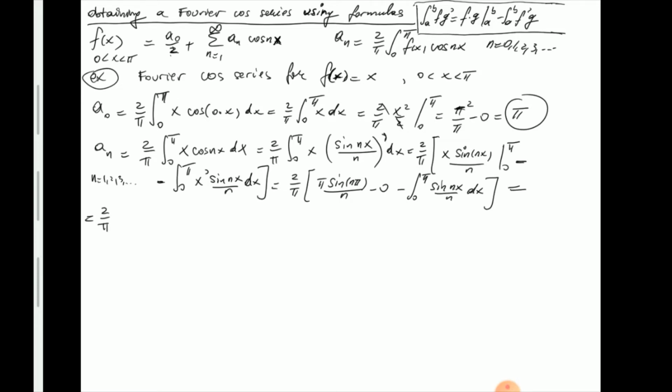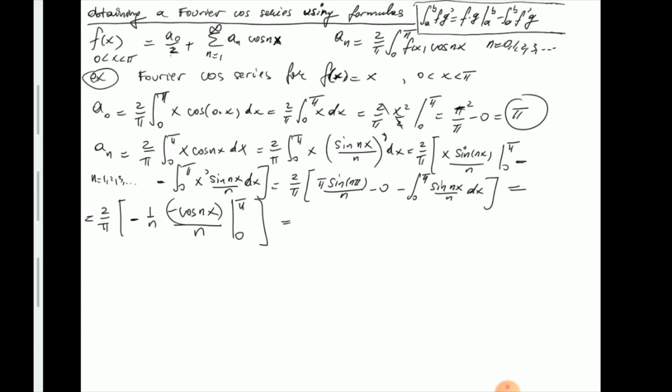Sine of n pi is 0. So here we have minus 1 over n. And the integral of sine is going to be minus cosine of nx over another n between 0 and pi. So you have to be careful when you deal with these simplifications here, because these minus signs and the 1 over n's popping up, and in general you'll have constants that depend on n that you'll have to deal with.